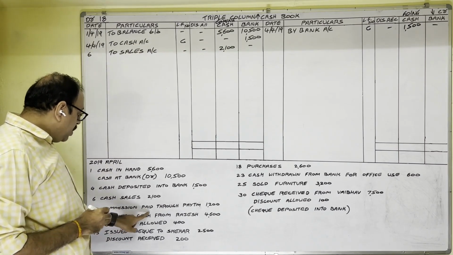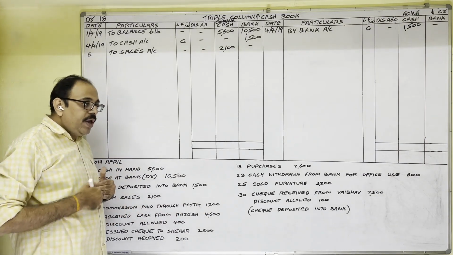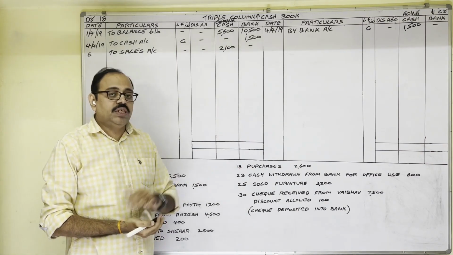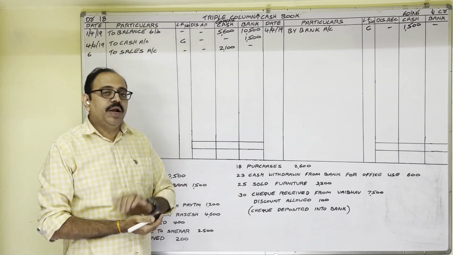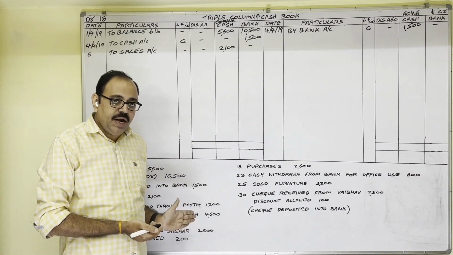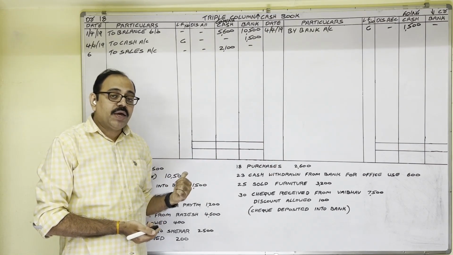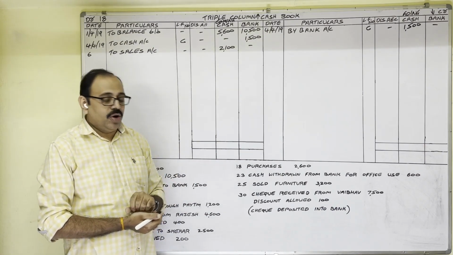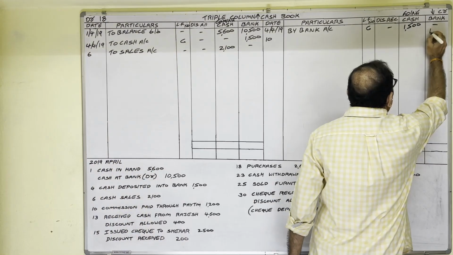Next, commission paid through Paytm, 1200 rupees. So we have to pay commission to somebody. Instead of giving cash, instead of issuing a check, we paid that amount through Paytm. So our bank account is linked with Paytm. What happens? From our bank account, money will be deducted and in the receiver's bank account it will be deposited. So from our bank account money is deducted, which means bank balance decreases. So credit side, bank column, 10th date, 1200 rupees in the bank column.